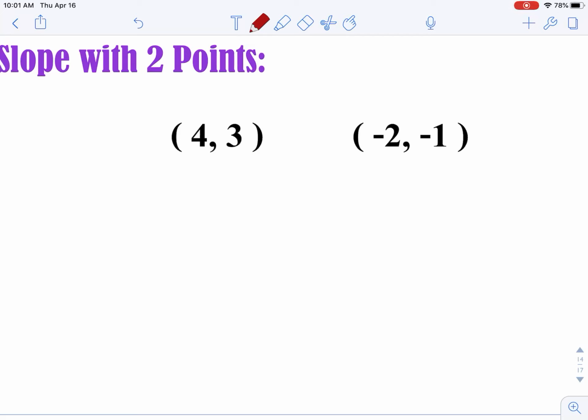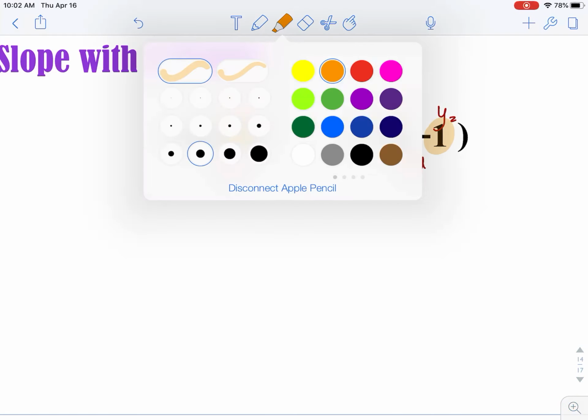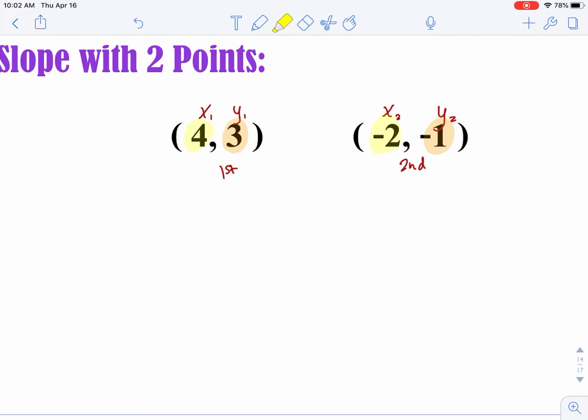So here when I have 2 points and I don't have a graph, what I can do is decide which one I want to be my first coordinate and my second coordinate. Either one, it doesn't make a difference. I know they're both x, y. What does matter is if I want this to be my first coordinate, then it's going to be my x1, y1. If I want this to be my second coordinate, then it's going to be my x2, y2. If this is my y and this is my x, I have the equation m equals y2 minus y1 over x2 minus x1.